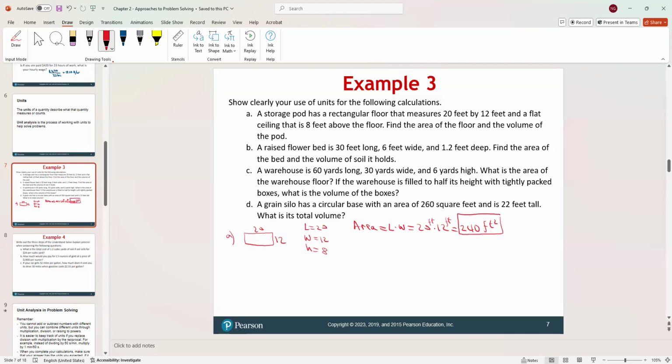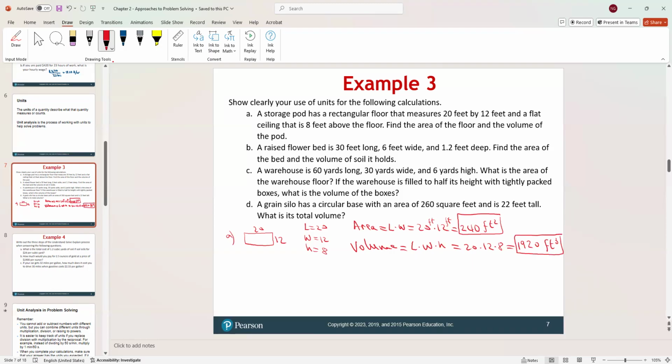Okay. Now, what is the volume of a rectangle? You need to remember that the formula for volume is length times width times height. That means 20 times 12 times 8 gives you what? When you multiply it, 1920. Is it square feet or cubic feet? Yes, it's cubic feet because it's volume, right?